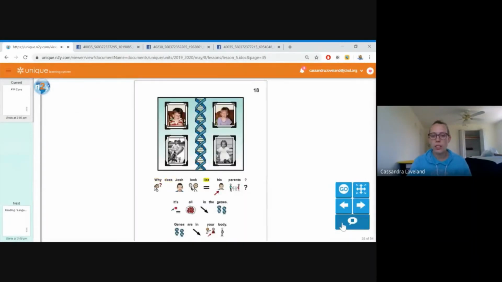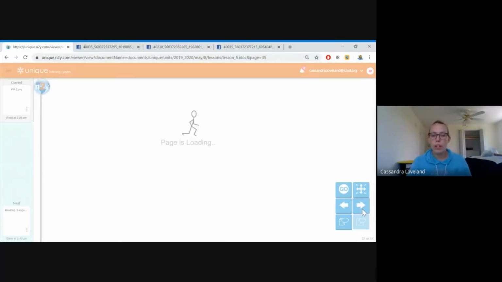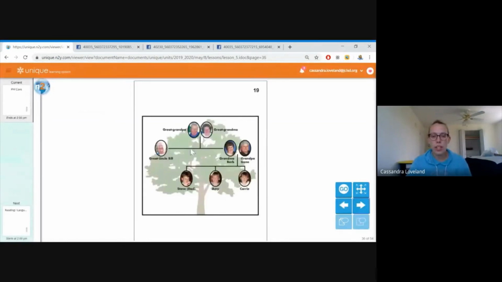Why does Josh look like his parents? It's all in the genes. Genes are in your body, not the jeans we wear on our body, the genes that are inside our body. All right, here's his family tree again. It's expanding. So we have great grandpa, great grandma, great Uncle Bill, Grandma Barb, now Grandpa Gene, his dad Steve, his Aunt Amy, and his Aunt Carrie.